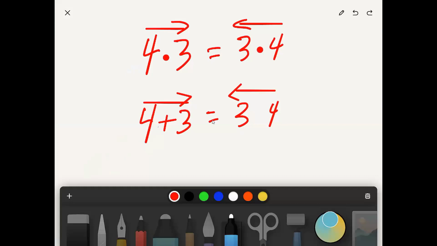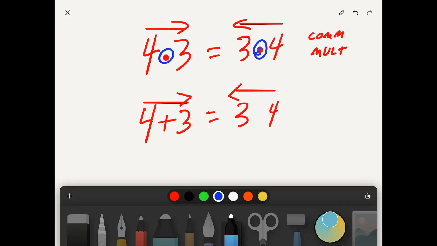It just means, and you guys already know this property, but now you just have to put the name to it. Everyone understands that 4 times 3 is the same thing as 3 times 4. It doesn't matter if you flip the order. If the 4 goes first or the 3 goes first, they're still equal. So that's an example of the commutative property of multiplication, because we are commuting around the multiplication sign here.